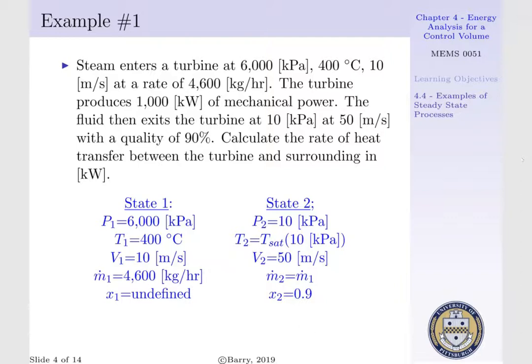At state 2, our pressure is 10 kPa, and since we have a quality of 90%, our temperature at state 2 is equal to our saturation temperature with a corresponding pressure of 10 kPa. Our velocity at state 2 is 50 meters per second, and since this is a single stream steady state device, our mass flow rate at our exit is identically equal to our mass flow rate at our inlet.